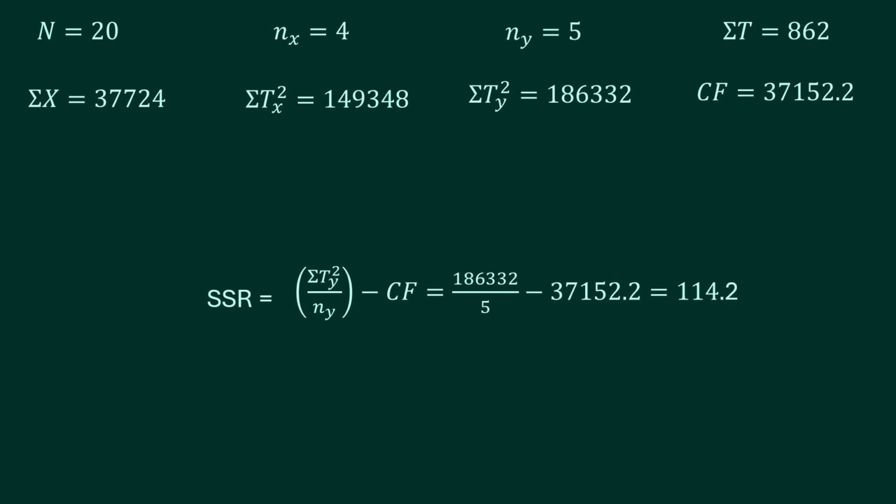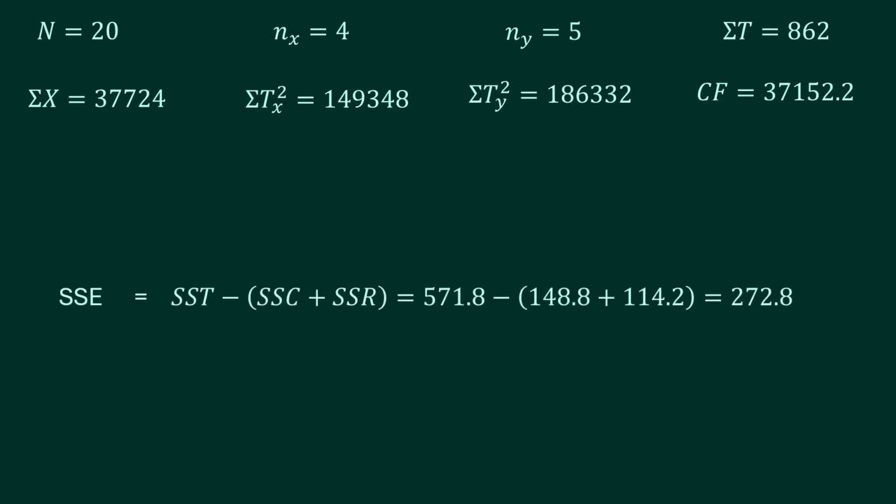Finally, we shall calculate error or residue, that is SSE. SSE equal to SST minus within bracket SSC plus SSR equal to 571.8 minus within bracket 184.8 plus 114.2, that is 272.8.